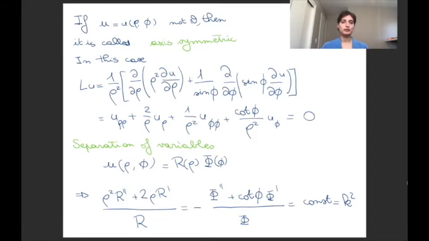We say that if u, depending on rho, psi, theta, actually does not depend on theta, so it can be written as a function of rho and psi, then we call u axis symmetric. This is the idea that anything that happens on the sphere happens everywhere in a ring. If u is axis symmetric, then the derivative with respect to theta in our linear operator just disappears. And it simplifies even further.